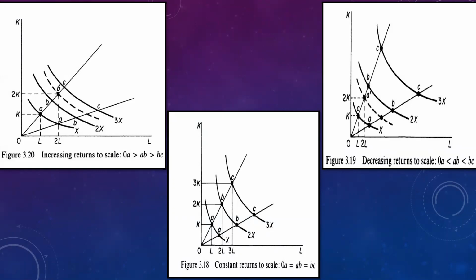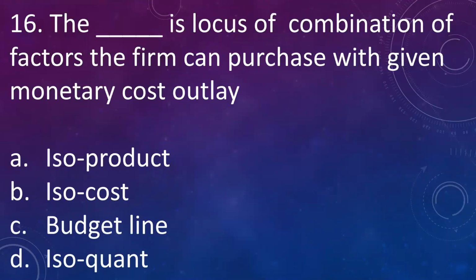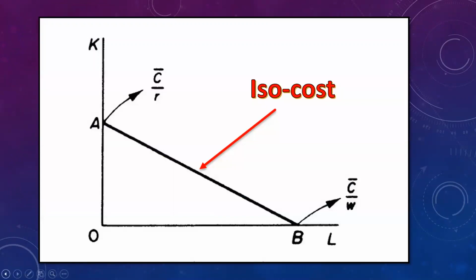Our next question is, the dash is the locus of combination of factors the firm can purchase with given monetary cost outlay. A, isoproduct, B, isocost, C, budget line, D, isoquant. Answer is isocost. The isocost curve gives combination of two inputs that can be purchased at a given cost and given income. This is the isocost curve.